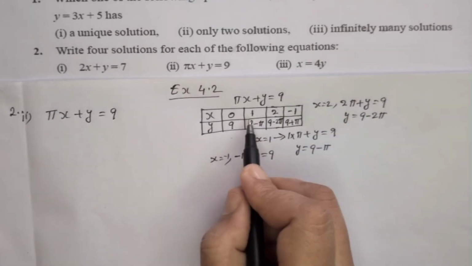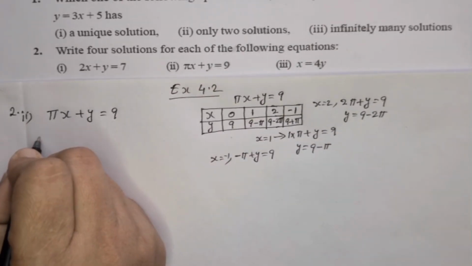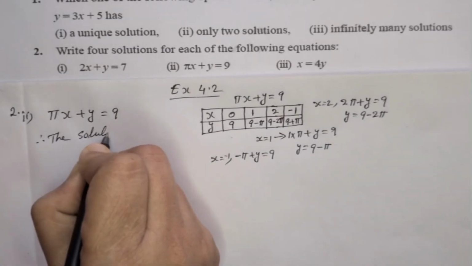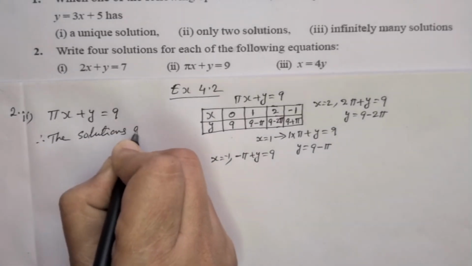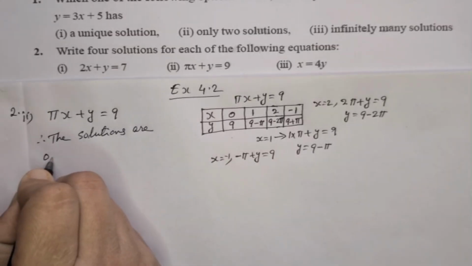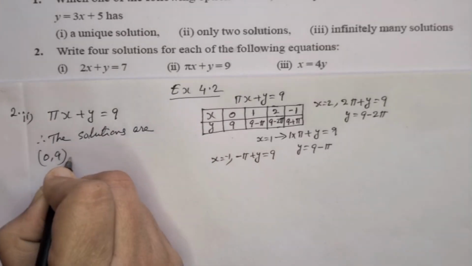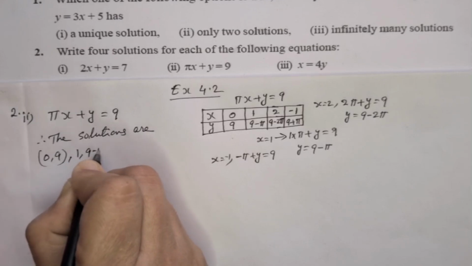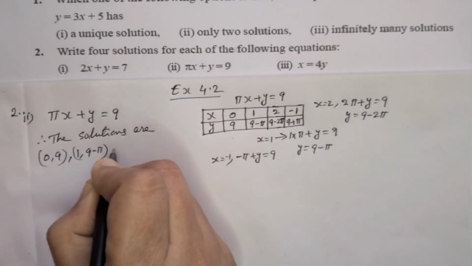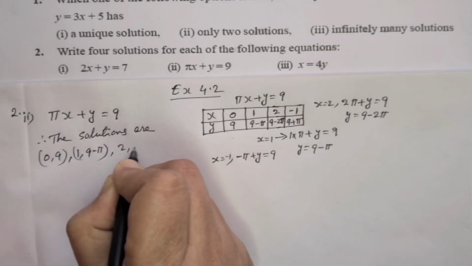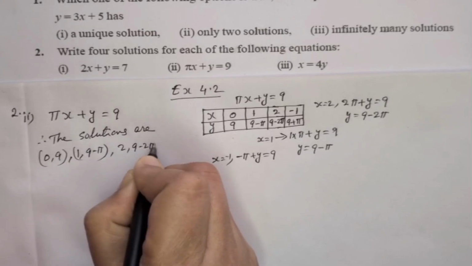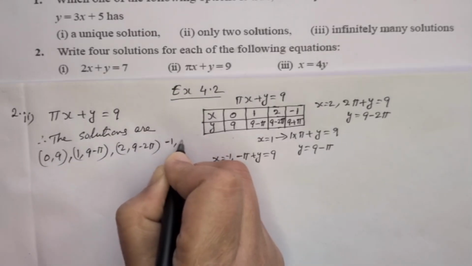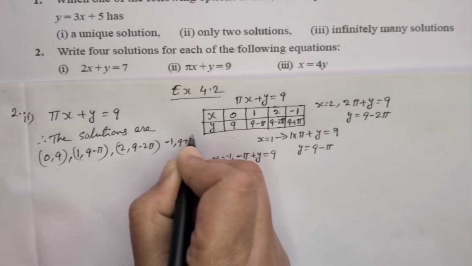Now here we got 4 values. So we can write, therefore the solutions are 0, 9, 1, 9 minus pi, 2, 9 minus 2 pi, and minus 1, 9 plus pi.